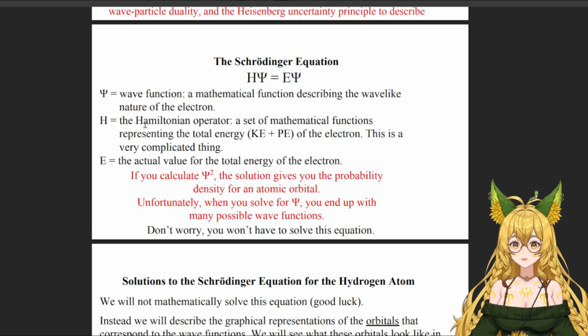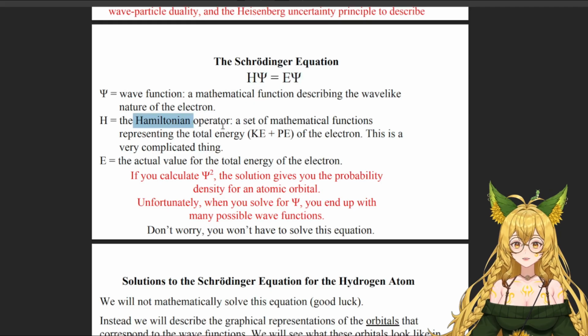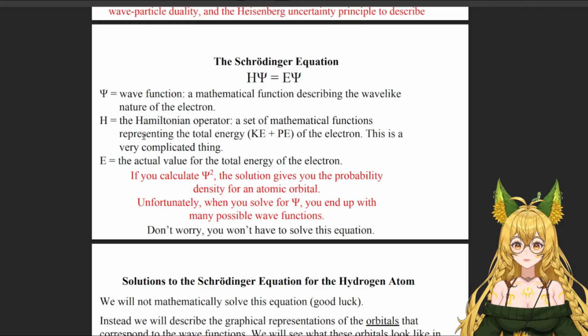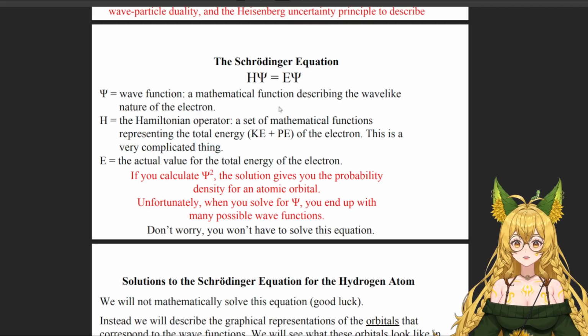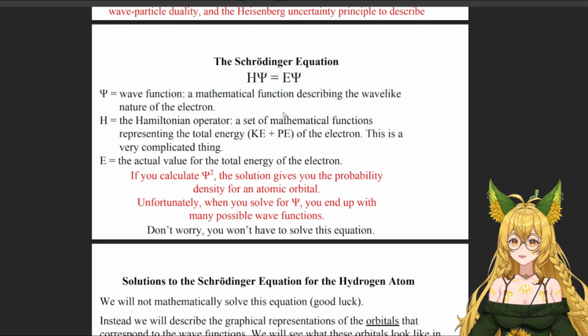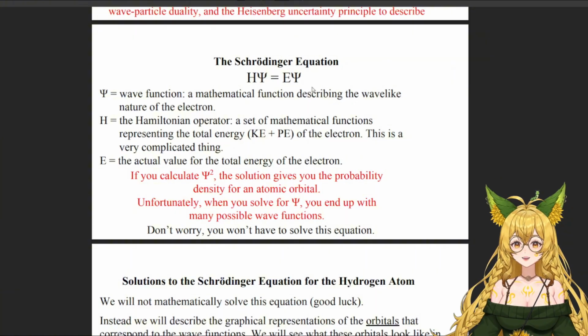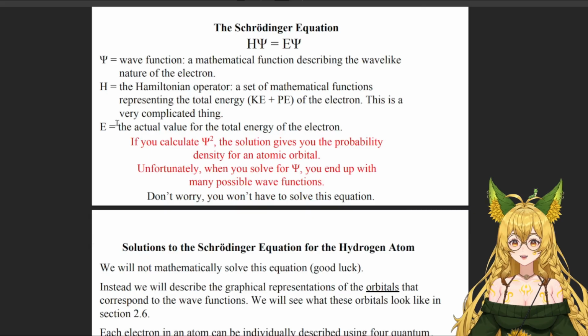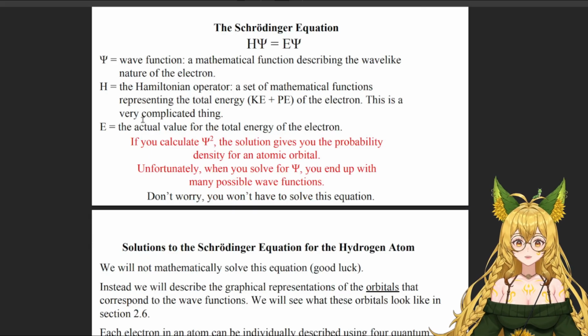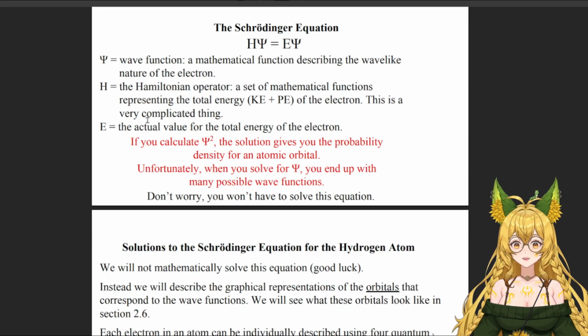So then we got H, which is the Hamiltonian operator, a set of mathematical functions representing the total energy of the electron. This is a very complicated thing. You do not need to know. If it says a mathematical function, you probably don't need to know it, because again, I think I was just given the numbers for H in the wave function. And then the E is the actual value for the total energy of the electron, and we can actually calculate E with a different equation as well.